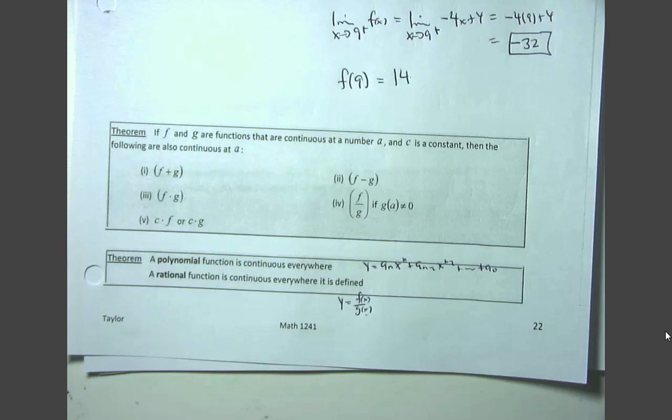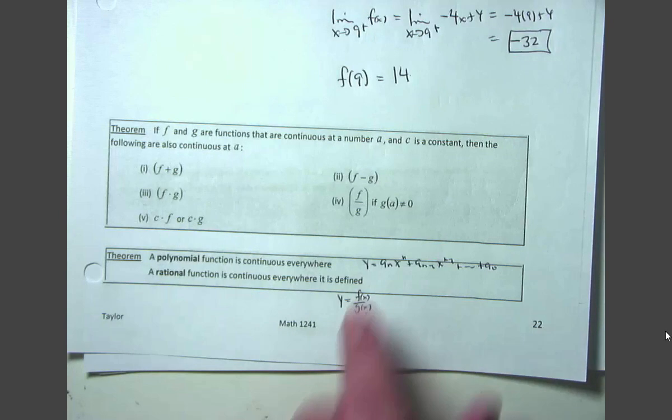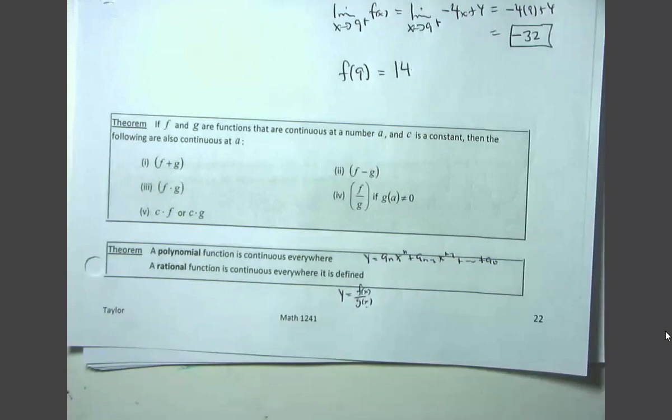However, a rational function is continuous everywhere it's defined. And it's defined everywhere except where g of x is equal to 0. So these guys create more continuous functions. This one has a little stickler. You've got to worry about the denominator being equal to 0. But this guy, polynomial, is always continuous.